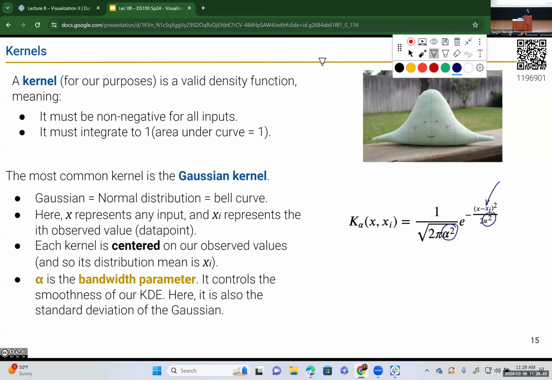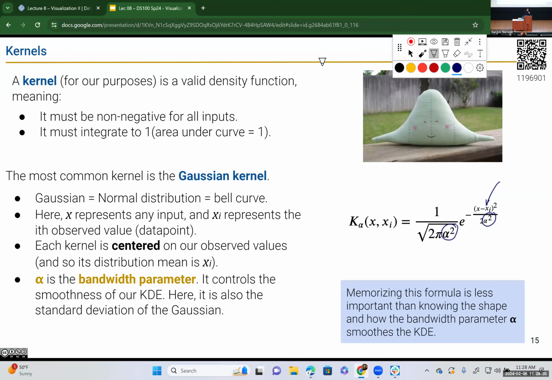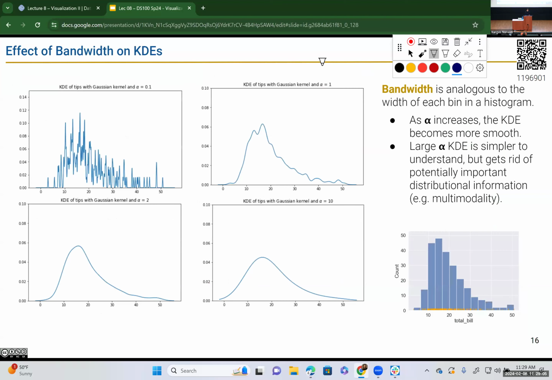So you might be asking me why did I keep talking about Gaussian kernel? Mostly because Seaborn implements only Gaussian kernel as the backbone of the kernel density estimate plot, or KDE plot. It used to have other types of kernels that you could use, as long as you satisfied those conditions for the kernel, but it's no longer the case. It's going to use Gaussian kernel in the backend.